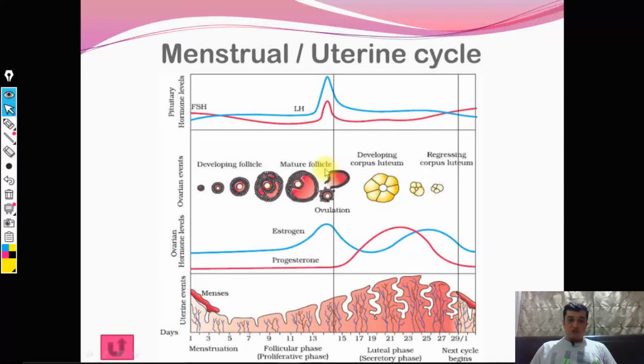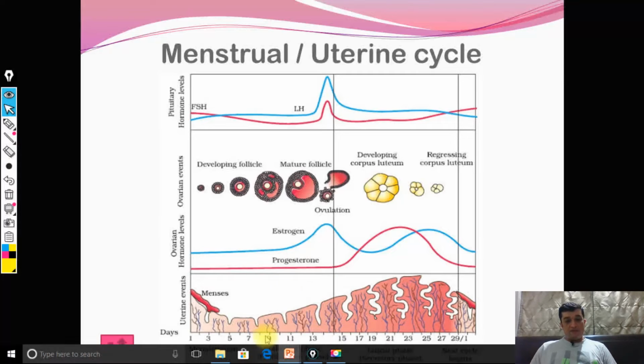Once ovulation occurs, it will result in a corpus hemorrhagicum, right. This is a mature Graafian follicle, and this is the corpus hemorrhagicum. And you can also observe the regeneration of the endometrium. Now it has been regenerated through proliferation, and that is why you call it the proliferative phase, right. Proliferation of what? Proliferation of the endometrium, that is why proliferative.